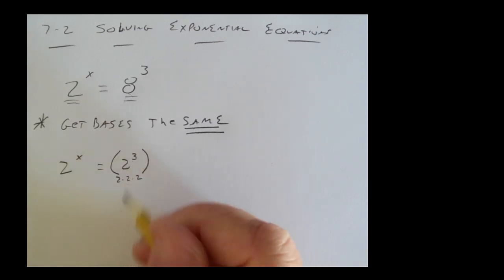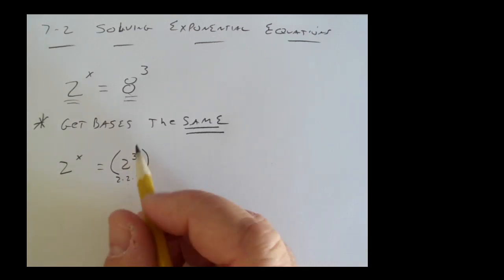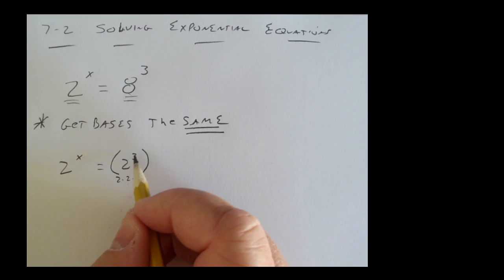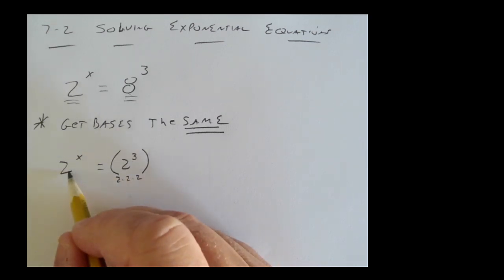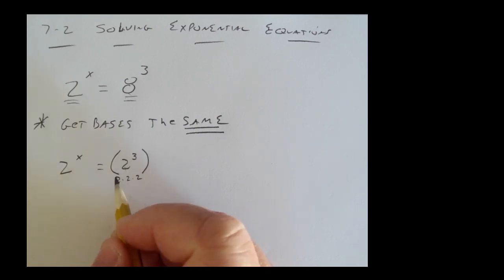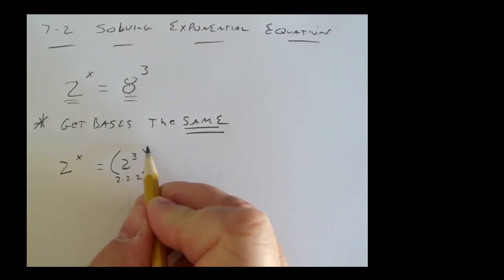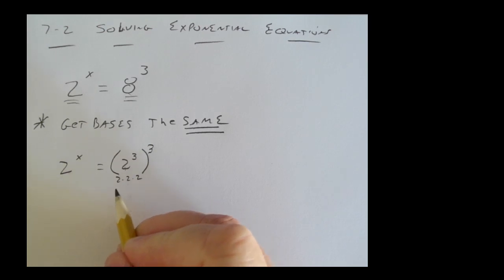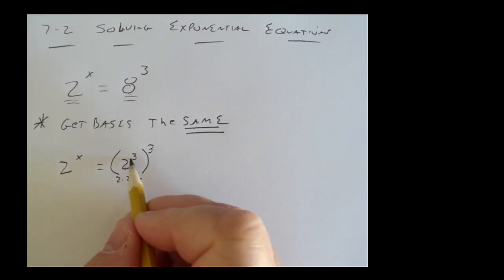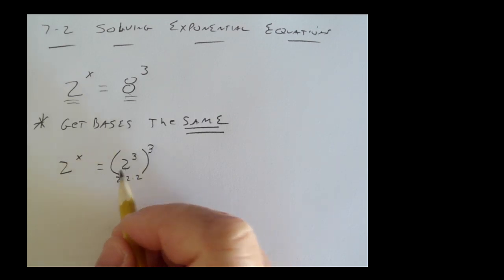So 2 to the third is 8. So this stands in for 8. Oh, and it's also the same base here. That's why we're breaking it down. So they have the same base, but we're not quite done rewriting the equation. We need to put that exponent of 3 right there. So it's really 8 to the third power.